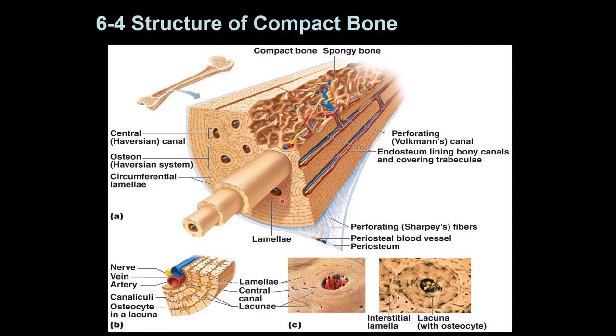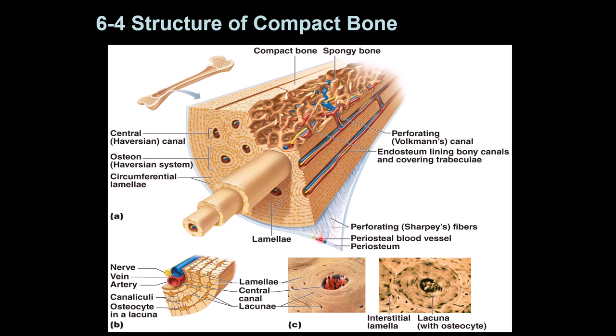If I go back to the osteon, you can see this is the central canal. This runs parallel to the longitudinal axis of the bone, and these central canals also run parallel to that. There is another canal called the perforating or Volkmann canal. They connect the central canals to each other and also connect the central canals with the medullary cavity. You can see that blood vessels and nerves are inside the central canals and perforating canals.